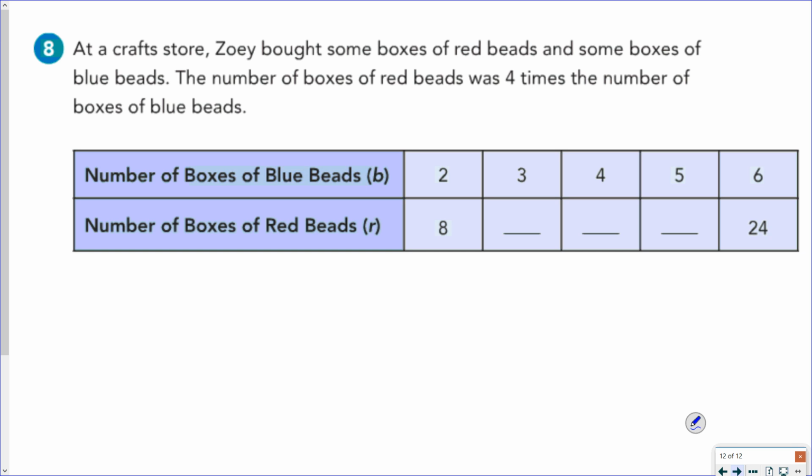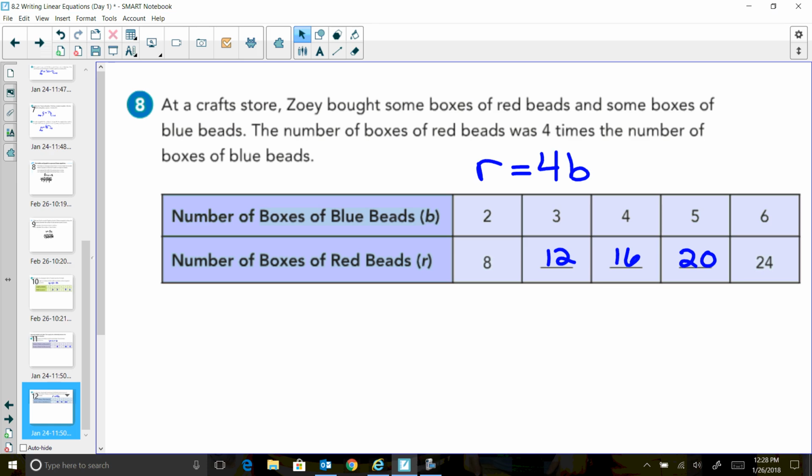And our final example today, at a craft store, Zoe bought some boxes of red beads and some boxes of blue beads. The number of boxes of red beads was 4 times the number of boxes of blue beads. So since red beads are based on blue beads, red beads equals 4 times the number of blue beads. So 2 is done for us. If B is 3, 3 times 4 is 12. If B is 4, 4 times 4 is 16. If B is 5, 5 times 4 is 20. And that's it for today's lesson. As always, I hope this helps.